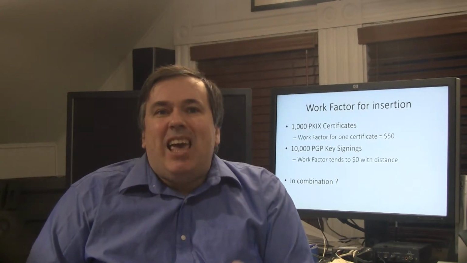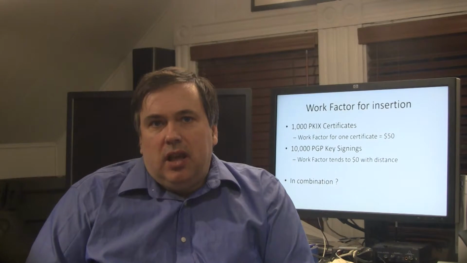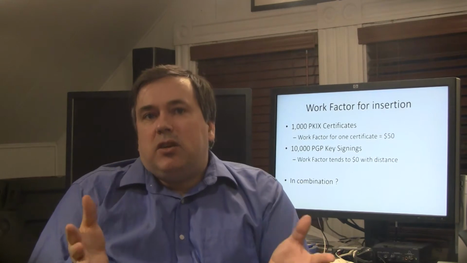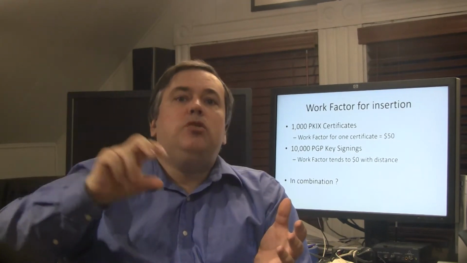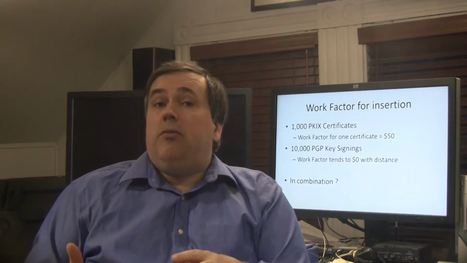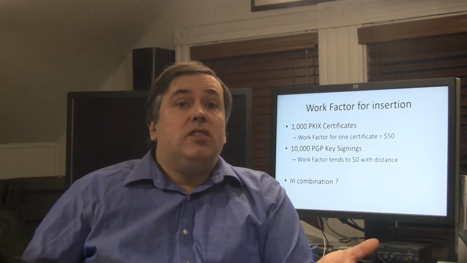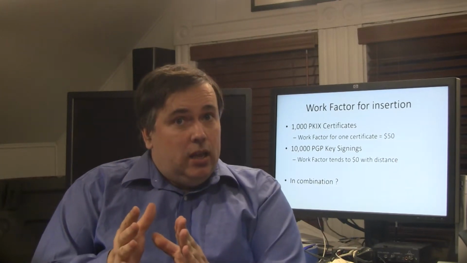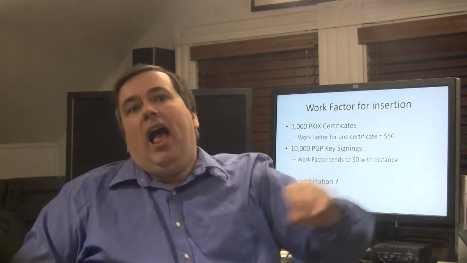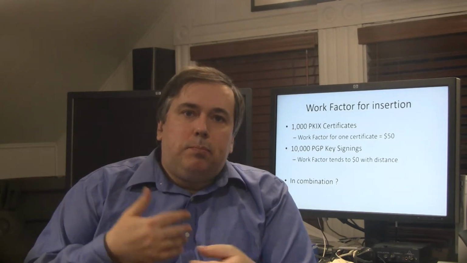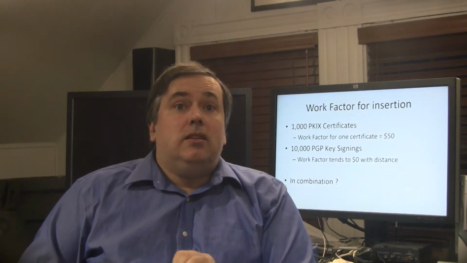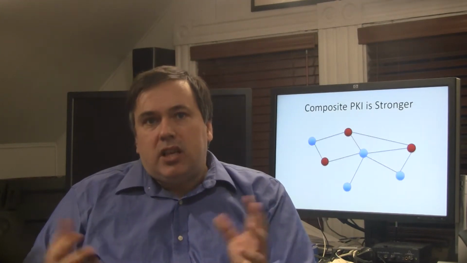But what happens if we combine the two? Well, that's where we start to win big, because we have 1,000 certificates and the individual work factor is 50. But if you multiply 50 by 1,000, we've got to 50,000. That's quite a large work factor, particularly if it had to be spent at a particular point in time. And it's not just that we can lock down those PKIX certificates, we can lock down the PGP key signed certificates as well. So how does this work?